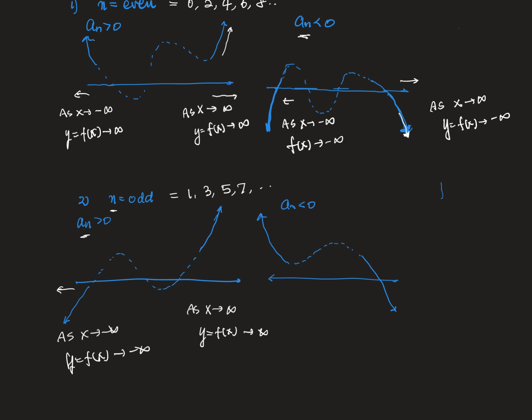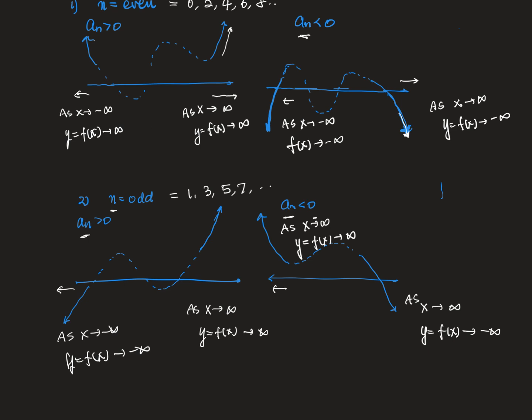How about this one? A n is negative, guys, negative. Then on the right side, x approaches positive infinity, so y equals f(x) is going to be negative infinity. Here, as x goes to the left side, in this direction, y equals f(x) goes up. That's the very important character of a polynomial. So you have to check the degree and leading coefficient.